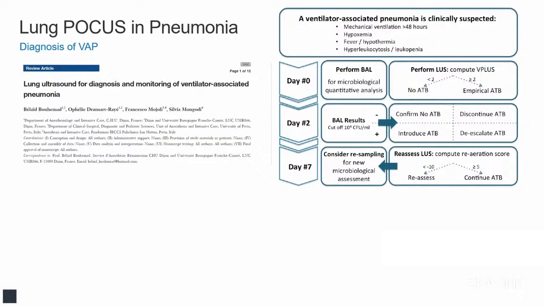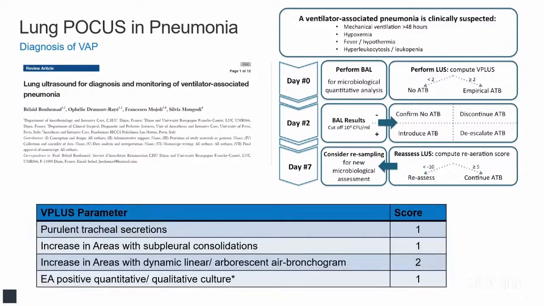And this was a nice protocol where they said, hey, we want to suspect ventilator-associated pneumonia if they have one of these findings. Then we're going to do ultrasound, and we're going to add points to our ultrasound to make a score, and we're going to take the combination of clinical indicators and ultrasonographic indicators, and they demonstrated that this is highly accurate for the clinical diagnosis of ventilator-associated pneumonia.